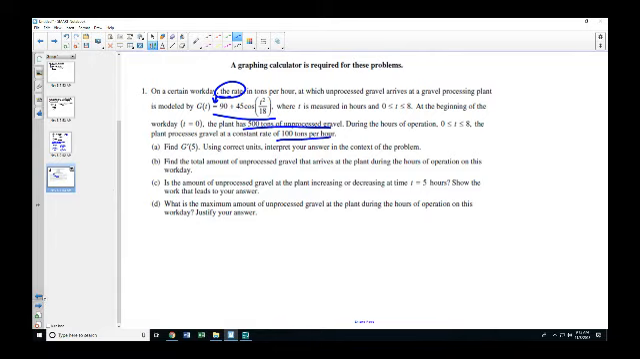Okay. So you've got gravel coming in. So you start at 500, you're subtracting 100 an hour, and adding whatever this function gives you. Right? Okay. So find G prime at 5. Using correct units, interpret your answer in context. So calculator, how would you do G prime at 5?